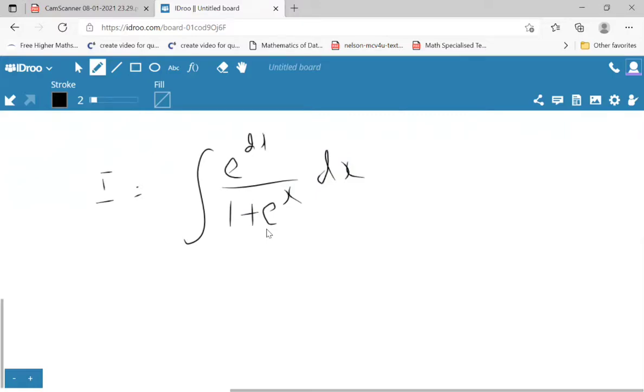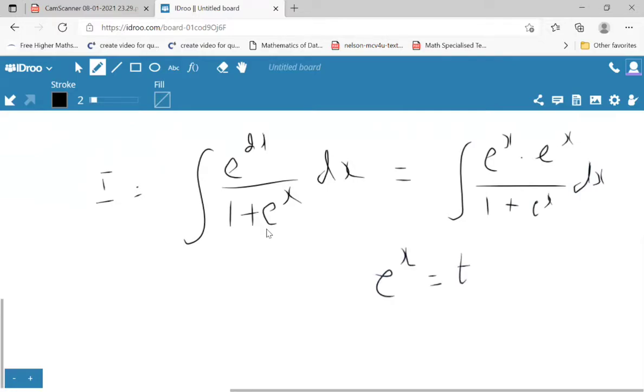So here, this also can be solved by the method of substitution. What I'll do is I will take e to the power of 2x as e to the power of x into e to the power of x, by 1 plus e to the power of x dx. Now let me take 1 plus e to the power of x as t. When I differentiate on both sides, I'll get e to the power of x dx is equal to dt.